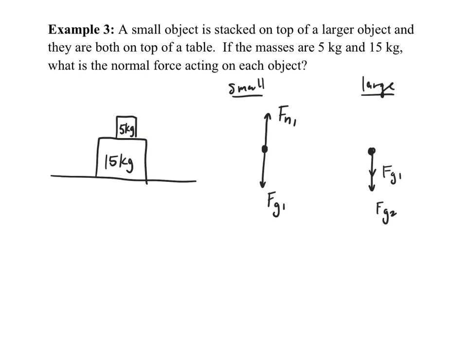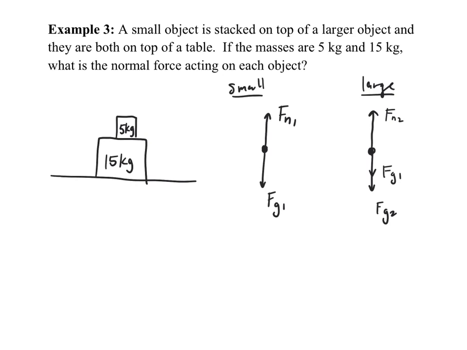Oh, the table, which is FN2. Oops, I did not mean to use red, sorry. The table, which is FN2. Now, could you tell me something else? Which is going to be bigger, FN2 or FN1? We're not doing any math. Which is bigger, Jack? FN2. Why? Because it's holding more weight. It's holding both, more weight.